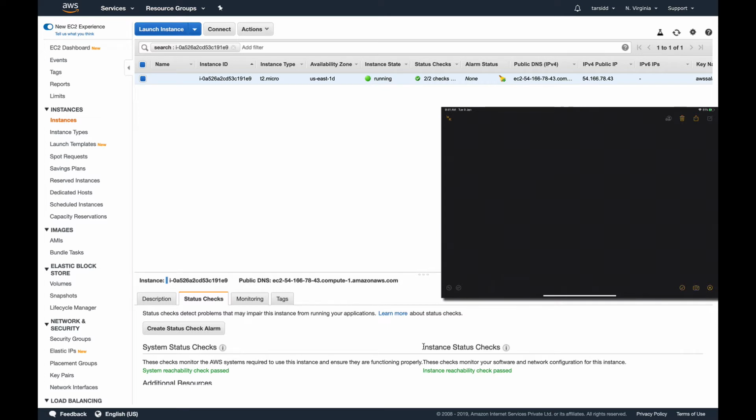So suppose this is your rack. And in the rack, there's a guest operating system which is running. And on that operating system, you have your EC2 instance running. Suppose there are two EC2 instances running. So for the system status checks, suppose this is the guest OS.